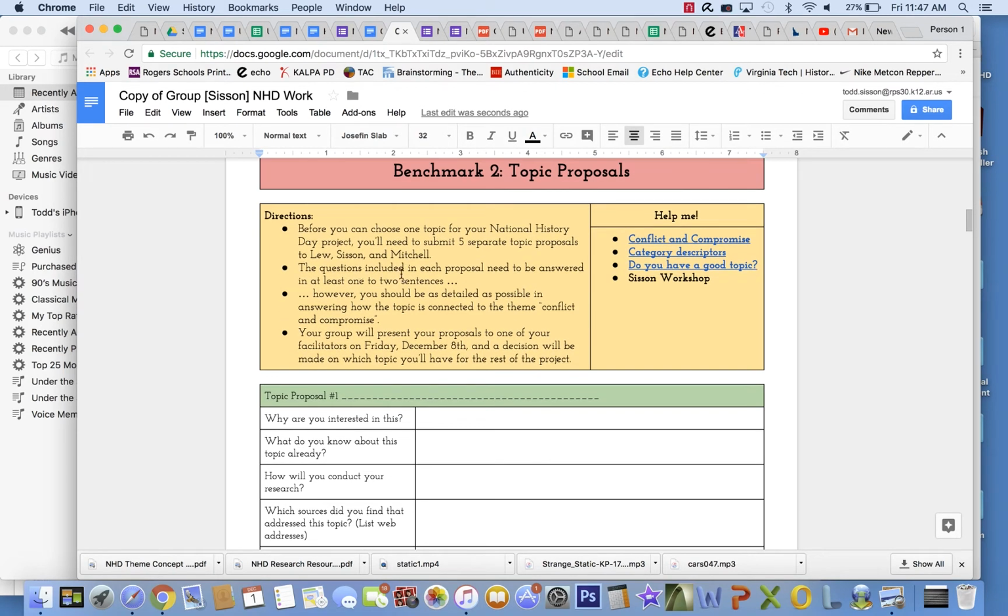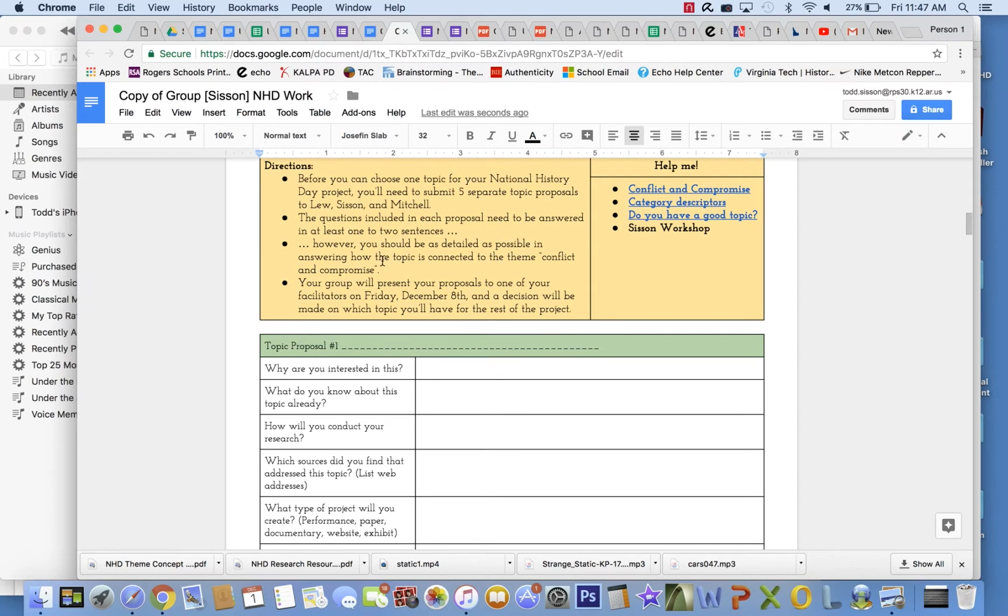The questions included in each proposal need to be answered with at least 1 to 2 sentences, so that's down here. However, you should be as detailed as possible in answering how the topic is connected to the theme conflict and compromise. This part is really important because if you want to compete, it needs to match what National History Day wants you to do.